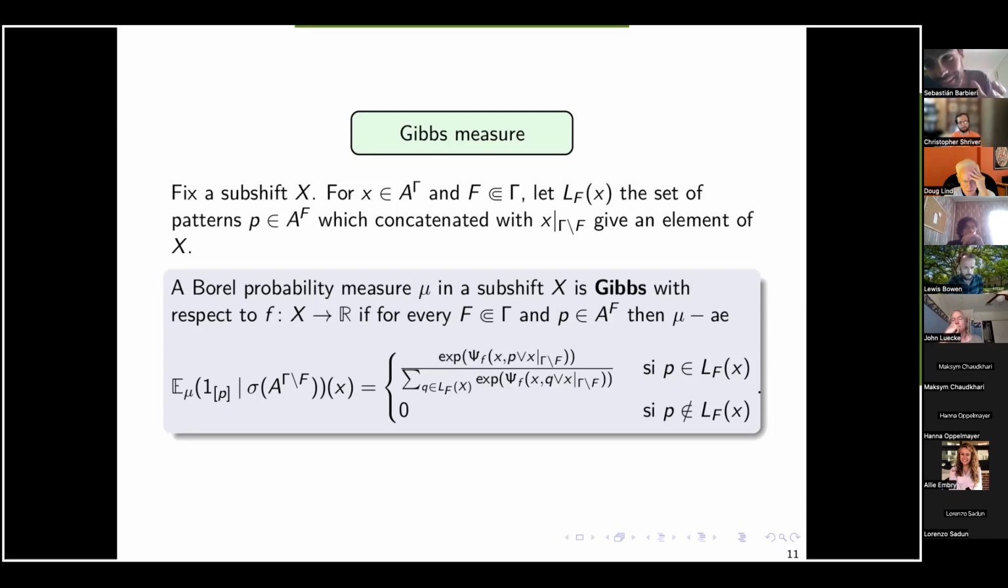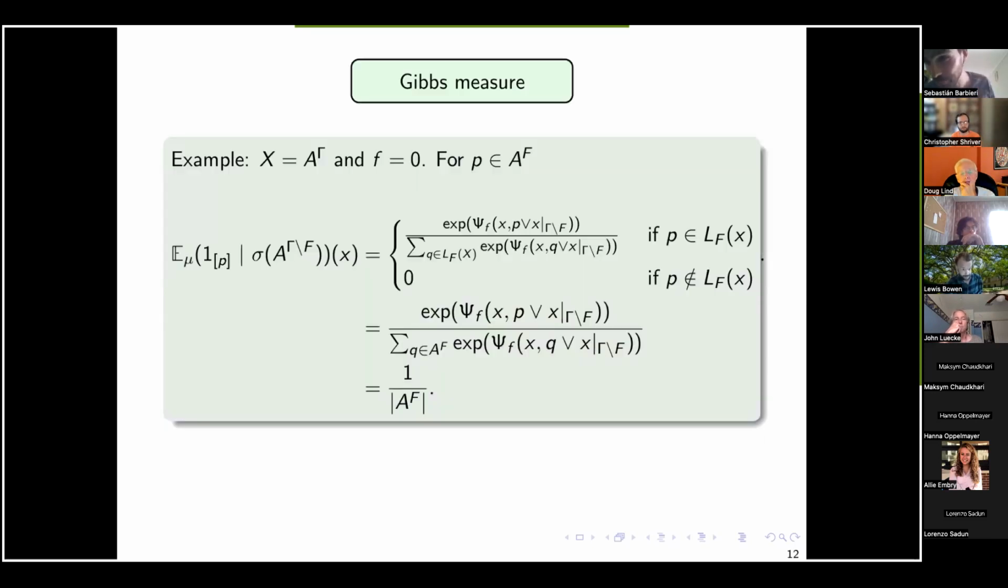Now, that's a little bit complicated, so let me give you a very, very simple example. Suppose I have the full shift. That's my favorite subshift. I just take the full shift, and I take f equals 0. Okay, so I need to tell you what would be this conditional distribution for a Gibbs measure. The conditional expectation of seeing a pattern P conditioned on the sigma algebra on x, well, it's this thing by definition. But then again, for the full shift, every pattern I can paste on x. So I don't have to take the cases of whether P lies there. I can just write the expression above.